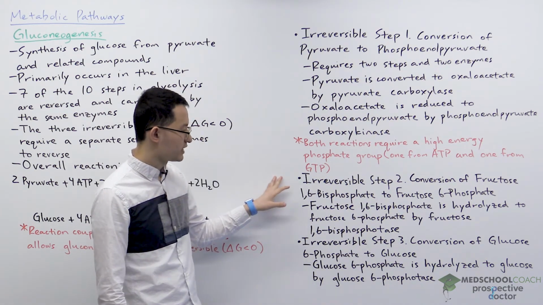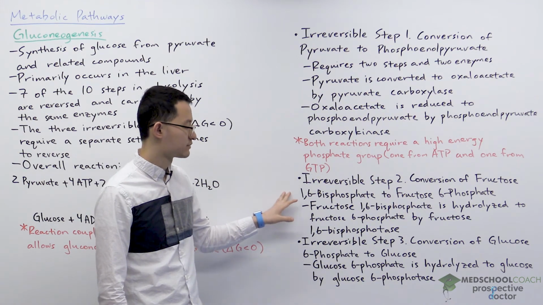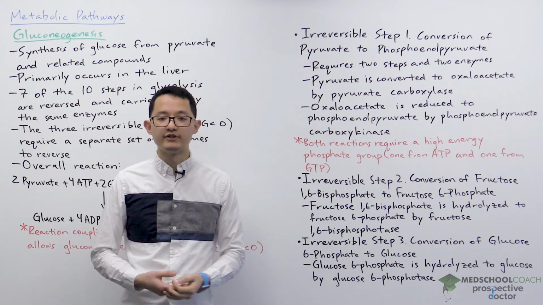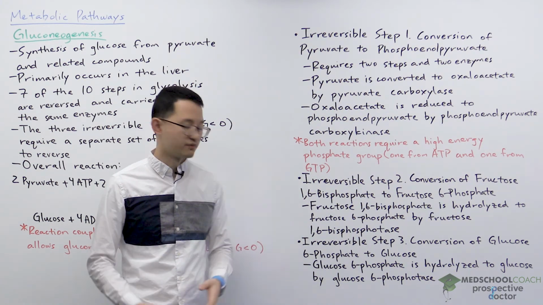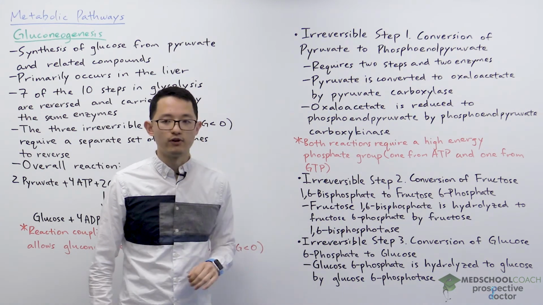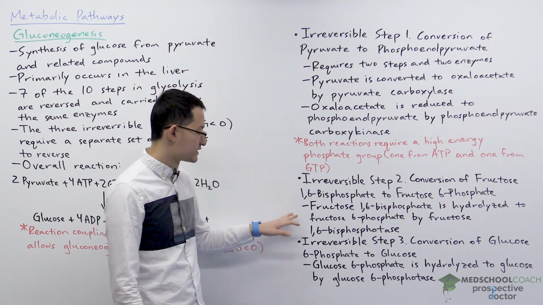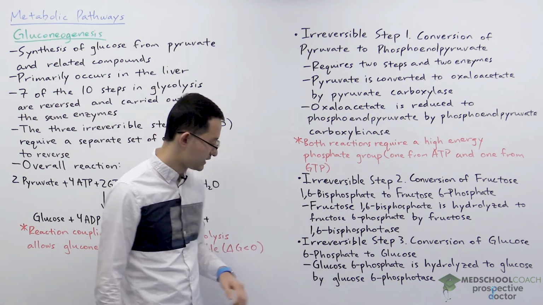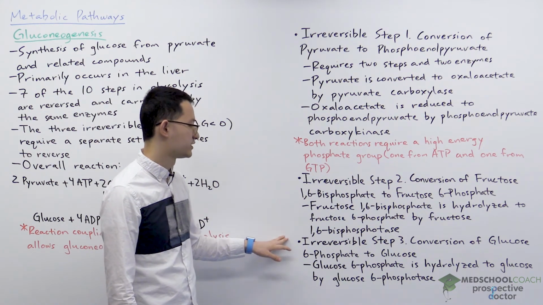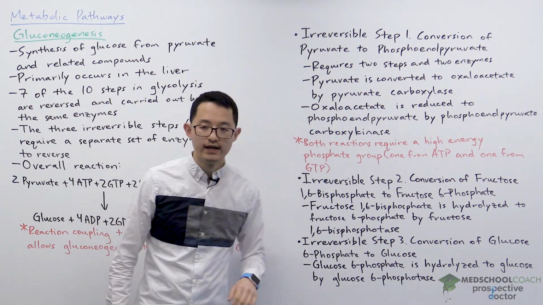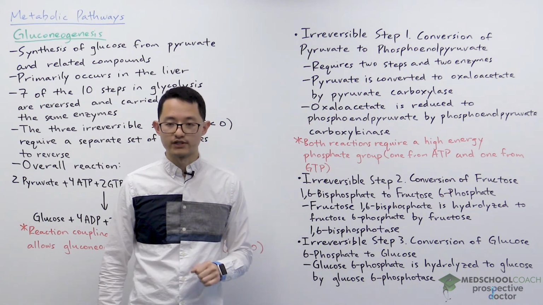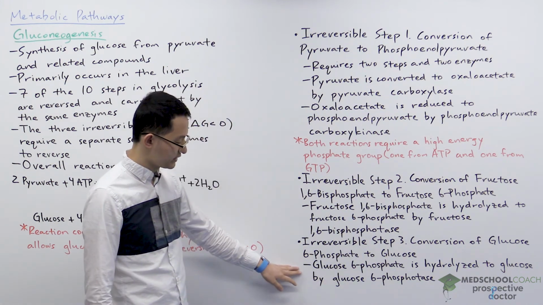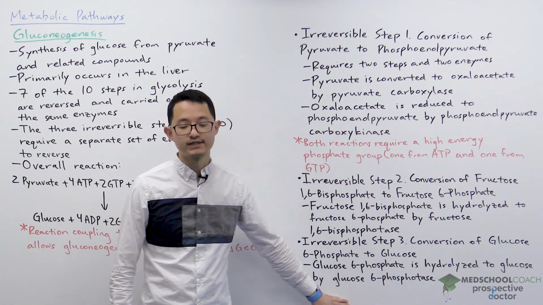The next irreversible step is the conversion of fructose 1,6-bisphosphate to fructose 6-phosphate. In this case, we're simply going to hydrolyze one of the phosphate groups from fructose 1,6-bisphosphate to form fructose 6-phosphate. And this is achieved by the enzyme fructose 1,6-bisphosphatase. Our last irreversible step is the conversion of glucose 6-phosphate to glucose. Here, the phosphate group on glucose 6-phosphate is hydrolyzed, and this produces glucose. And this reaction is catalyzed by glucose 6-phosphatase.